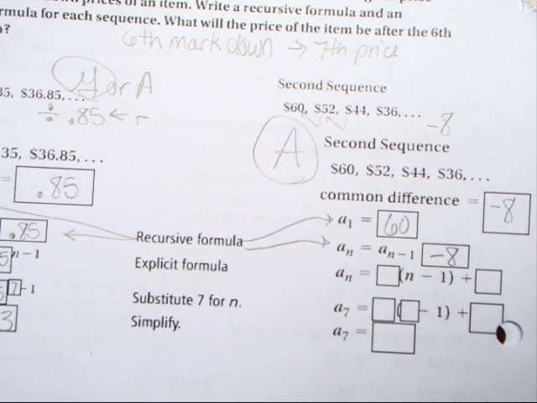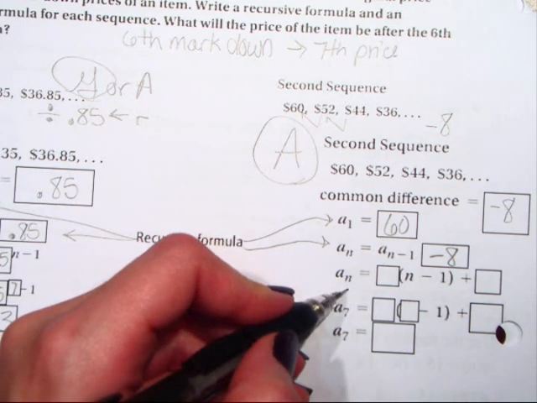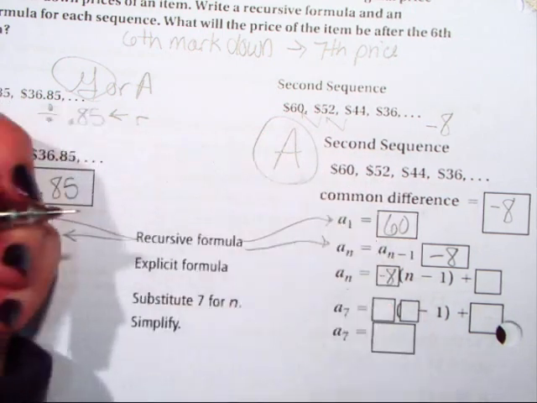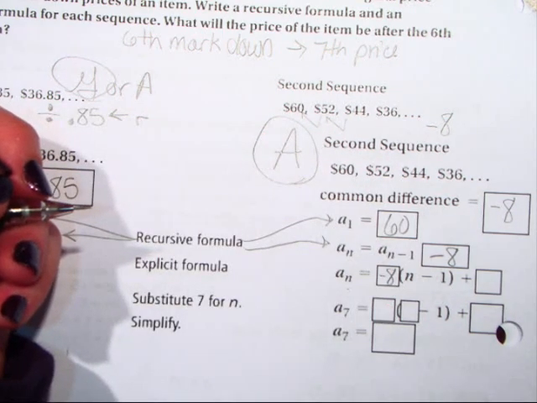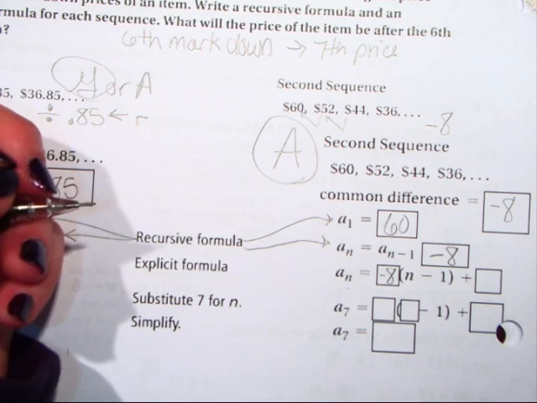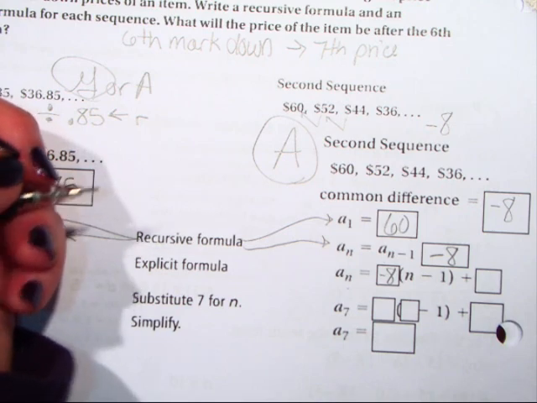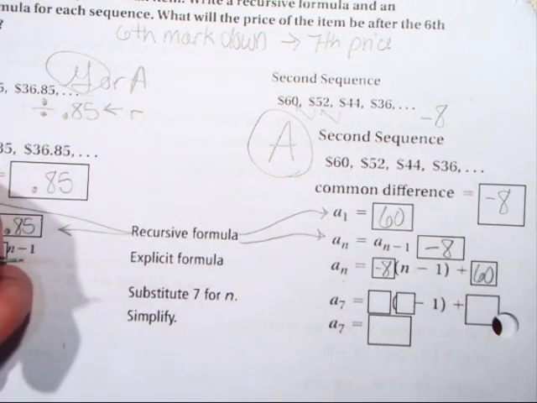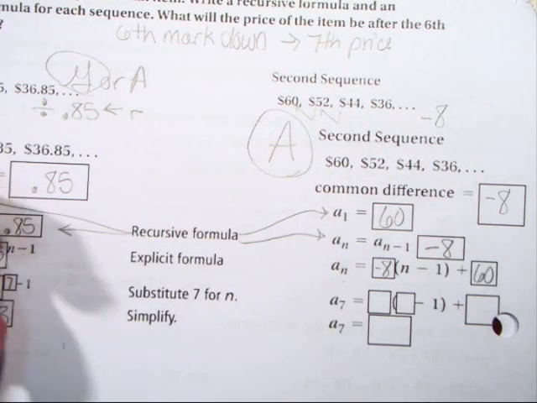And that is how you write the recursive formula for arithmetic. Now the explicit formula. The explicit formula says to get the one you're looking for, you take your common difference of -8, you multiply that by n minus 1, so whatever you're looking for minus 1, and then you add your original value of 60. Kind of like a y equals mx plus b equation.